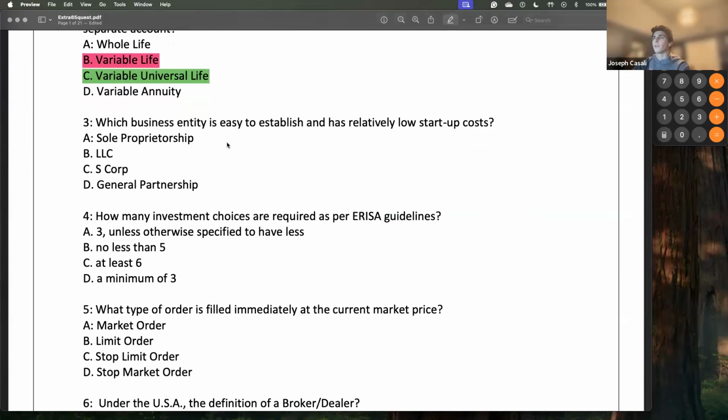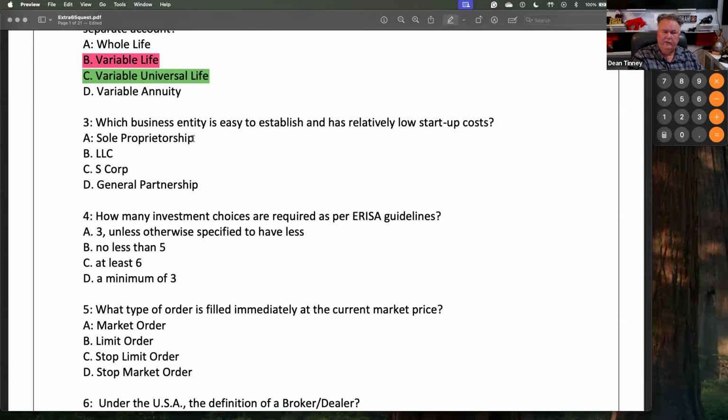Which business entity is easy to establish and has relatively low startup costs? I believe the easiest to establish is a sole proprietorship. It's either A or B. It's A, right? Because that's very much a test question: you said easy, and easy usually means lower cost. And why is it easier than an LLC? Well, because you don't need an attorney to set up a sole proprietorship.